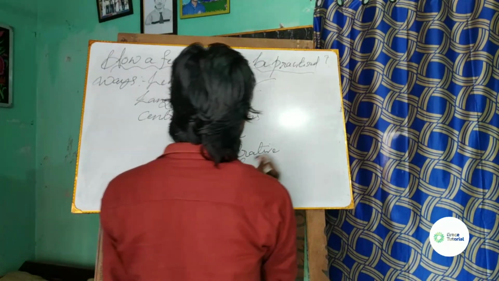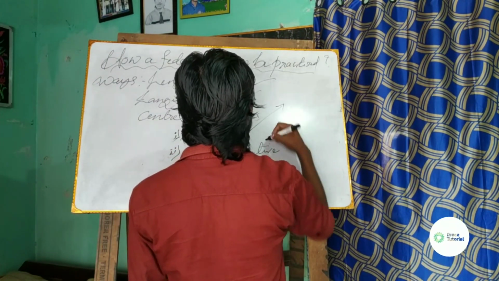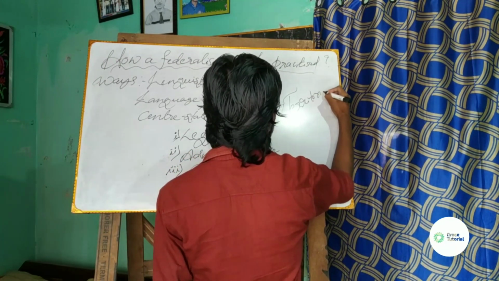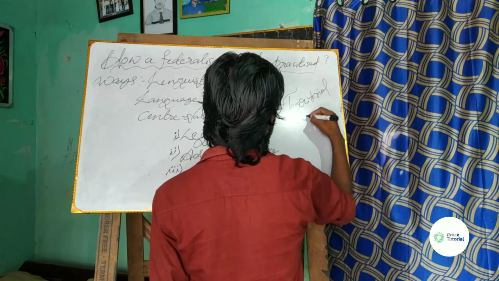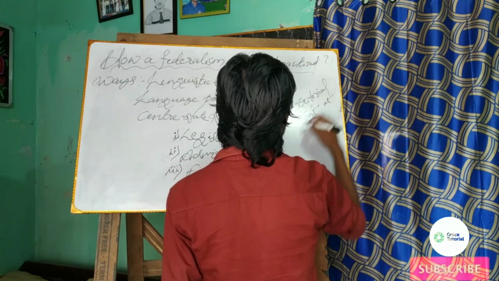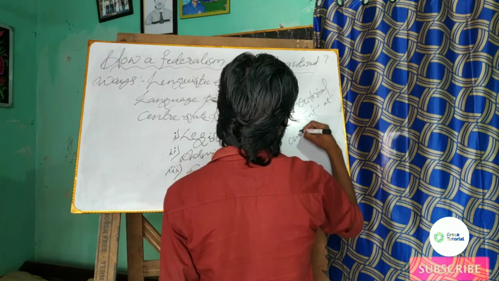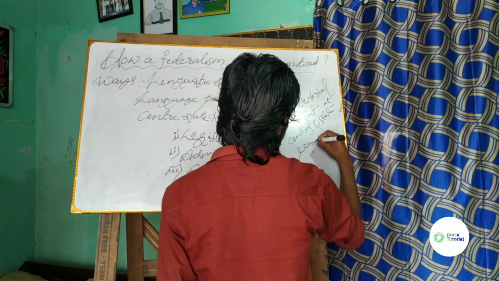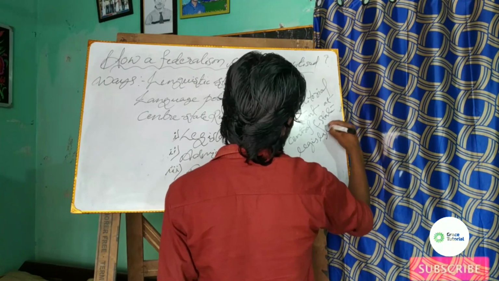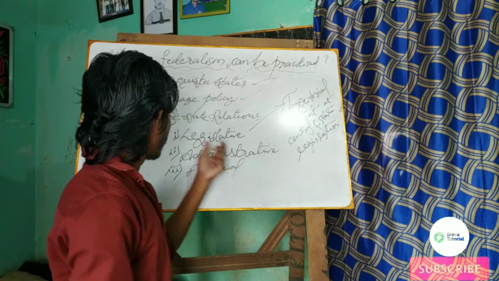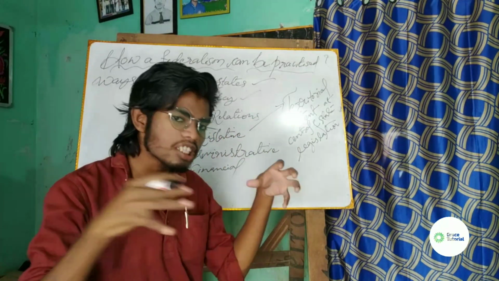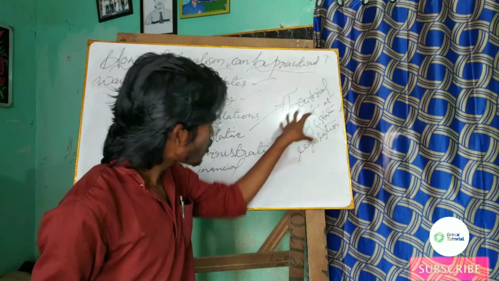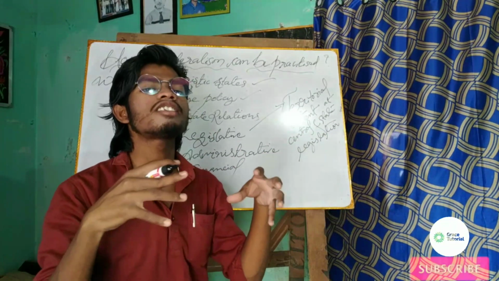First of all, legislative relations, like the territorial extent of central and state legislation. Well, what are the different aspects of the legislative relations between the center and the states? The first one is the territorial extent of the central and state legislation.